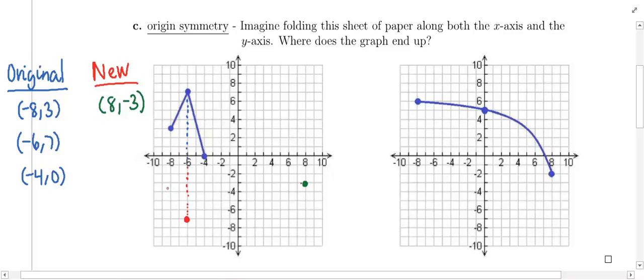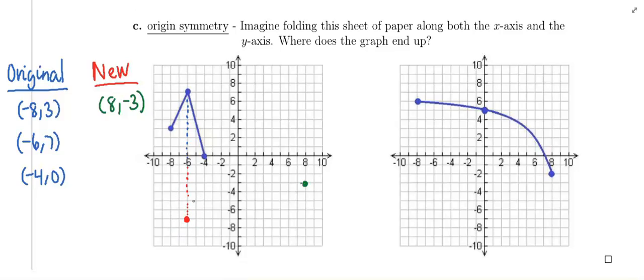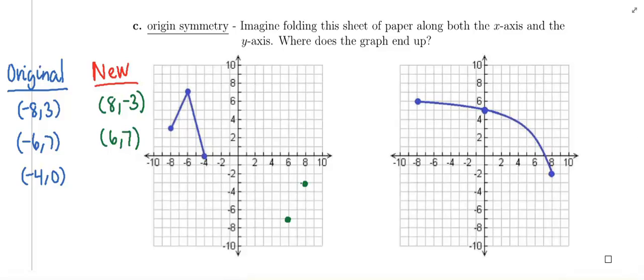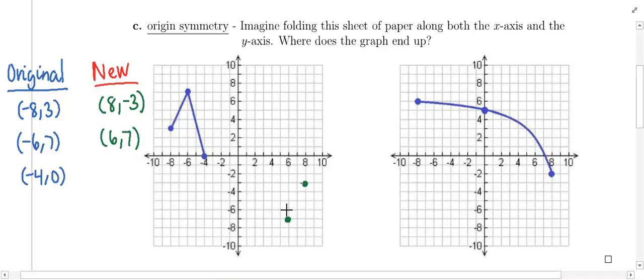This is not the final place because now I need to take the graph and fold along the y-axis and see where this red point ends up. If we're folding along the y-axis, currently it is 6 units to the left of the y-axis. If we fold the sheet of paper along the y-axis, it's now going to be 6 units to the right of the y-axis. So the final spot will be 6, 7. And I'm going to go ahead and connect those 2 dots because they should be connected.